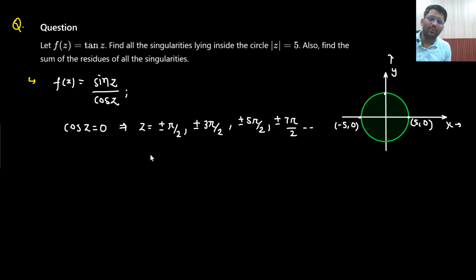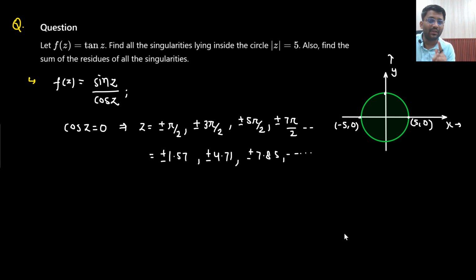Okay. Now let me know what is the value of plus minus pi by 2. That will be nothing but 1.57. What is the value of plus minus 3 pi by 2? 1.57 into 3, which will be 4.71, plus minus 4.71, plus minus 5 pi by 2. So 5 into pi by 2 will come out to be 7.85. Now you know that, sir, next values will be greater than 7.85 only, no?